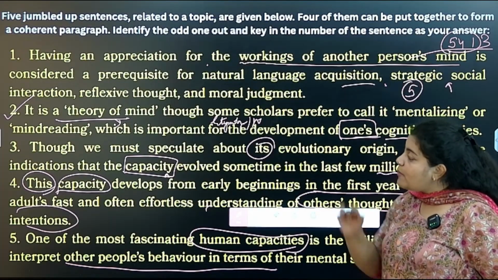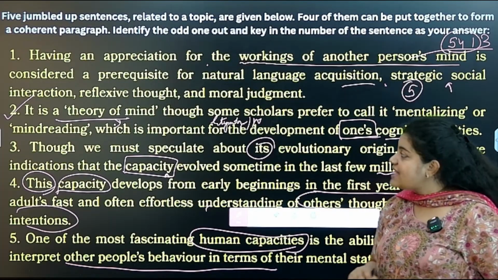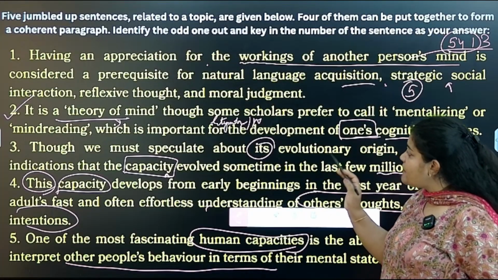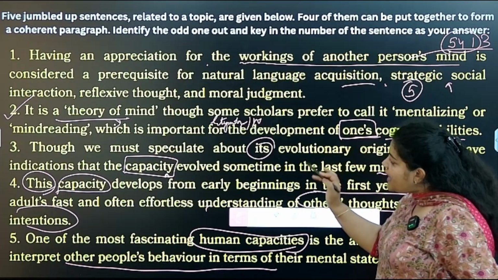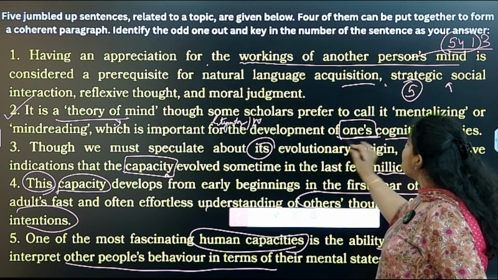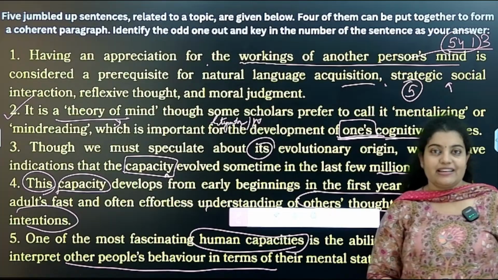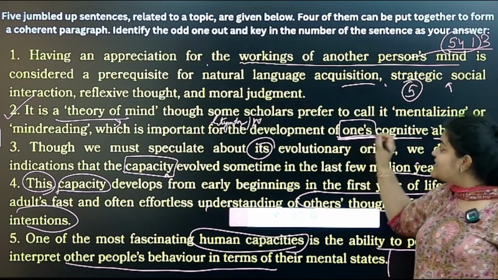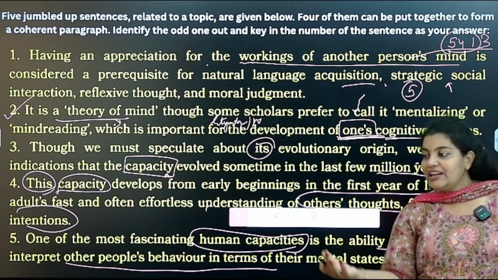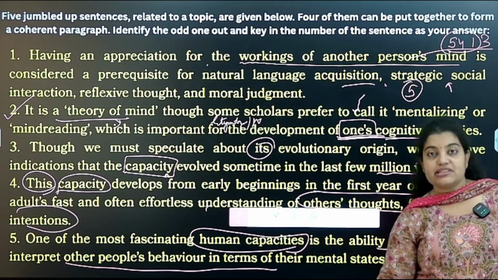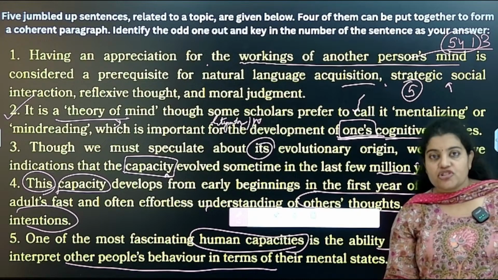Now, what is the problem and what makes 2 an odd one out is that it says it is a theory of mind, though some scholars prefer to call it mentalizing or mind reading, which is important for the development of one's cognitive abilities, right? So, first of all, this sentence is focusing more on nomenclature, okay? Nomenclature की इस theory को हम ये भी बोल सकते हैं, वो भी बोल सकते हैं, the etymology of theory.